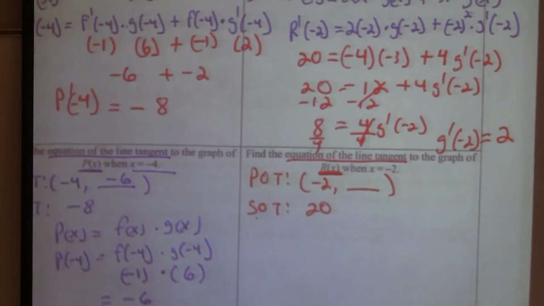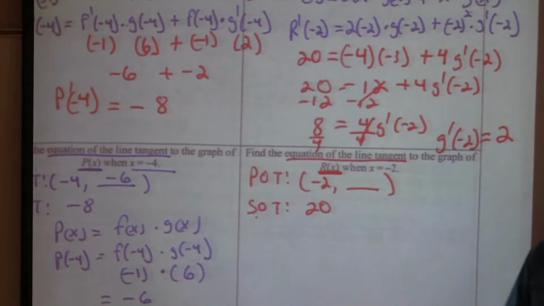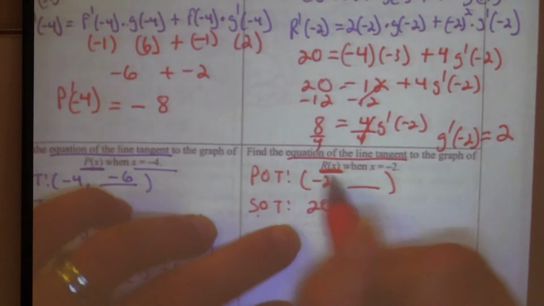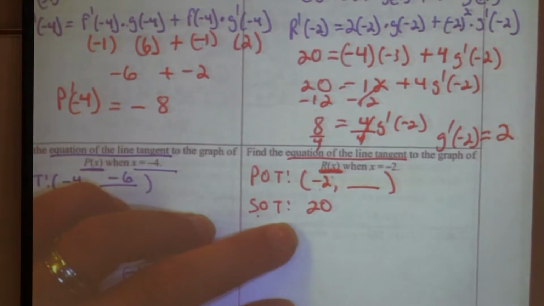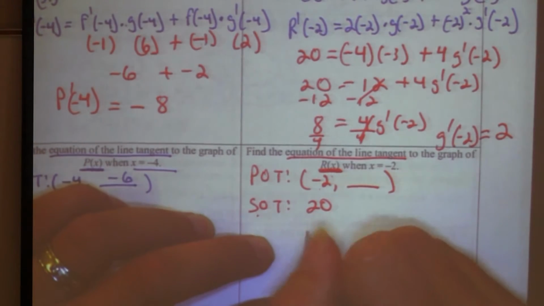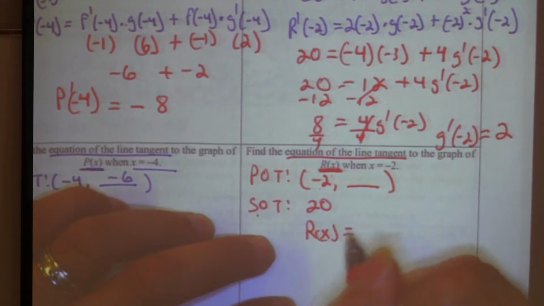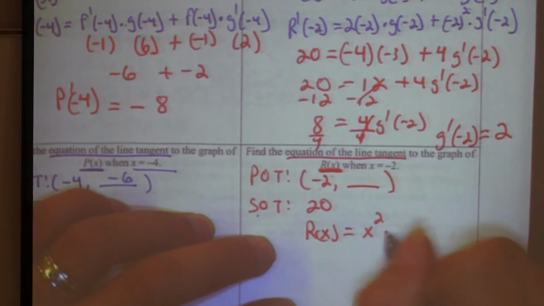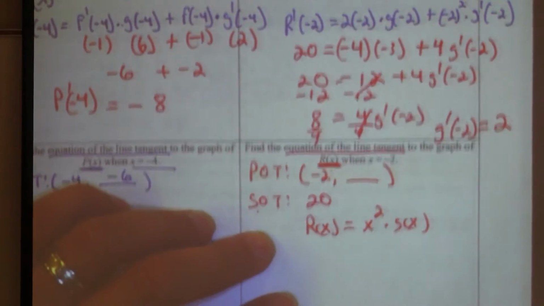All right. So we need to finish this one. What do we need to use to get this value? The y value. We need to use r of x, right? And what was r of x? And we need to plug in what?